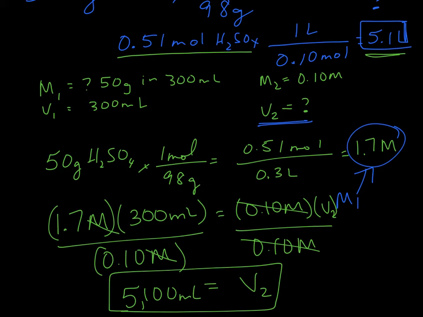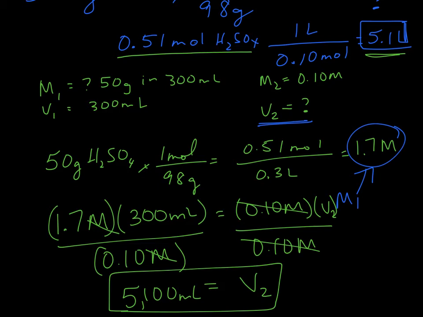So, like I said, if you understand that the moles that you have in the beginning has to be equal to the moles that you have at the end, then all you got to do is get the moles in the beginning and divide by your new volume, or do something with it to get what you want.